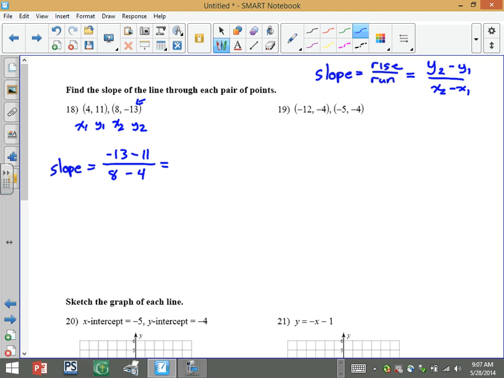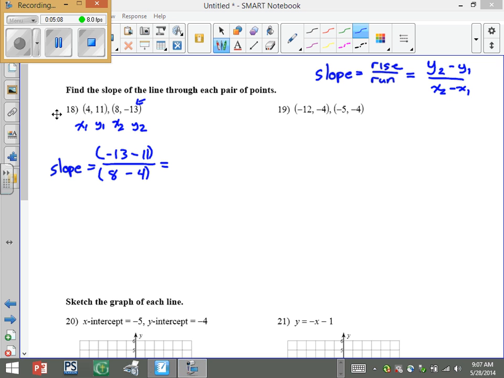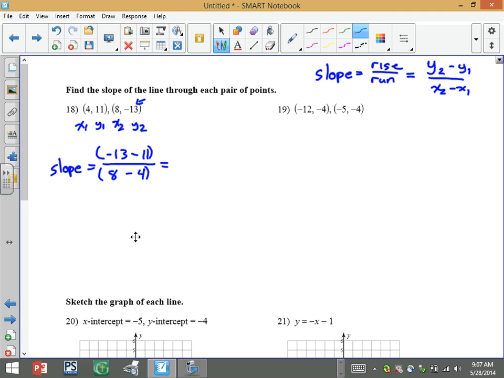You can plug that all into your calculator at once if you'd like. Remember, you want to keep the numerator and denominator in parentheses. And so negative 13 minus 11 is going to be negative 24, and 8 minus 4 is 4. Again, we can simplify that down to negative 6.